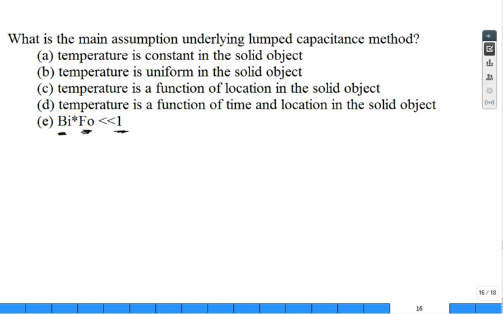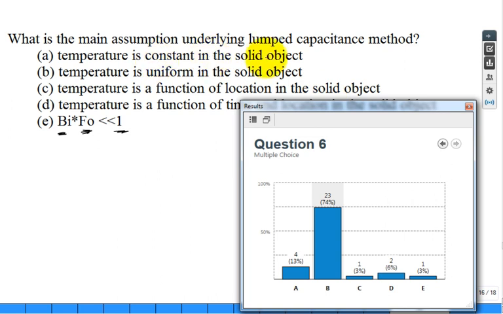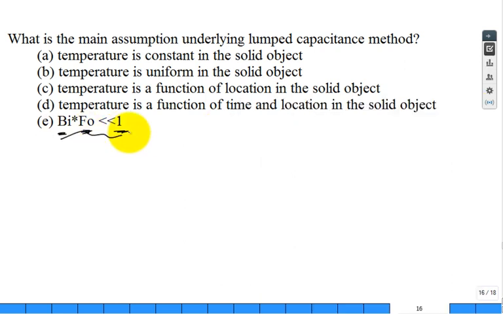All right, I stop. And we show the results. Okay, this one's a little tricky. If it's constant in the solid object versus uniform in the solid object, uniform means it's the same temperature everywhere, but if it's constant, that means it's not changing at all. But ours is changing with respect to time. So the best answer is B, although a temptingly wrong answer is A. And then this is just some sort of bogus. We haven't talked about the Fourier number yet other than introduce what it is.